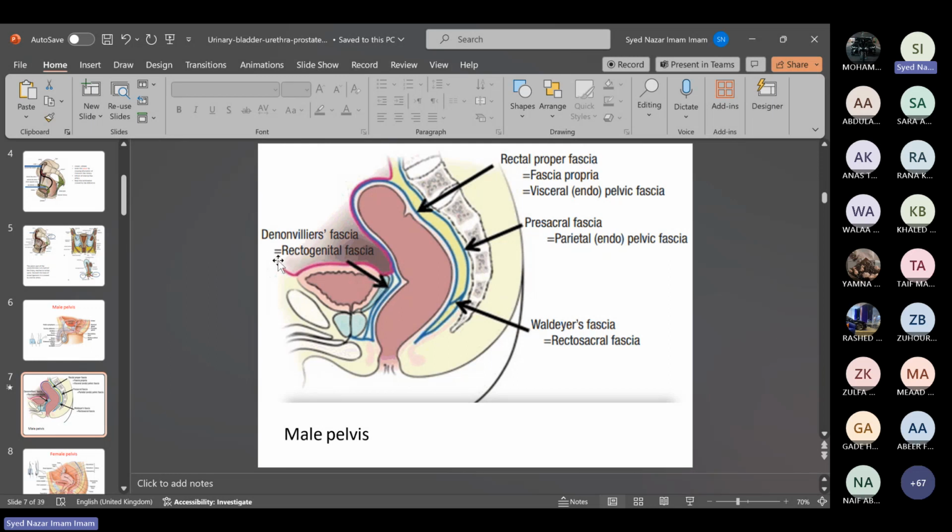So again, the peritoneum dips down from the anterior abdominal wall. It covers the superior surface and part of the posterior surface. So again, note down the difference in the peritoneum arrangement of the male and the female. It covers all of the superior surface and the upper part of the posterior surface, and then it reflects over the anterior surface of the rectum. So this is the arrangement of the peritoneum in the male.